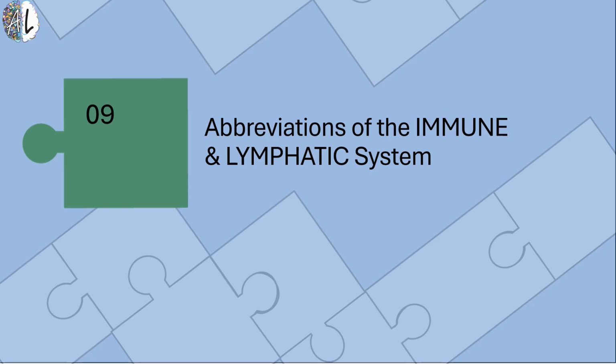Okay, let's take a look at the abbreviations for this unit. We are going to take a look at some that are particular to the immune system or the lymphatic system. But first up, included with this particular unit, I want to talk about some abbreviations that are associated with health organizations, particularly in the US, although some of these are universal.